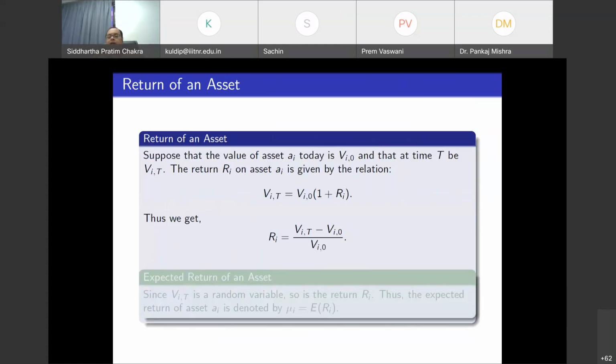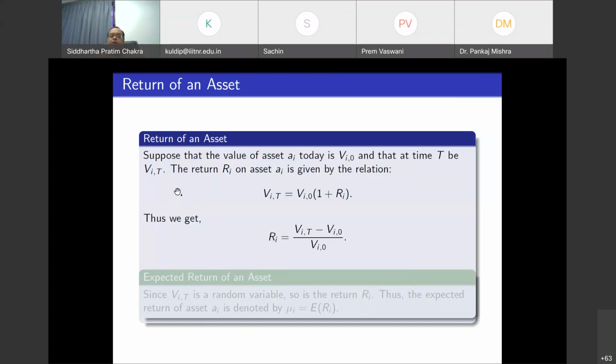Okay, now this modern portfolio theory, which incidentally was due to a 1952 paper by Harry Markowitz, eventually won him the Nobel Prize several decades later. And the two pillars of the modern portfolio theory due to Markowitz are return and risk, which I have mentioned in the previous slide. So accordingly, let us talk about what is the return of an asset.